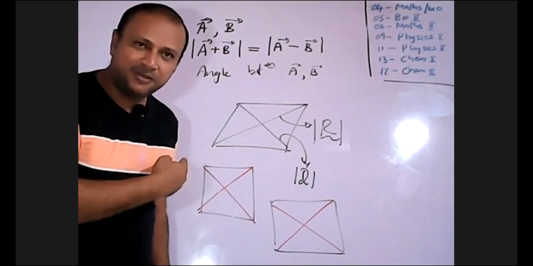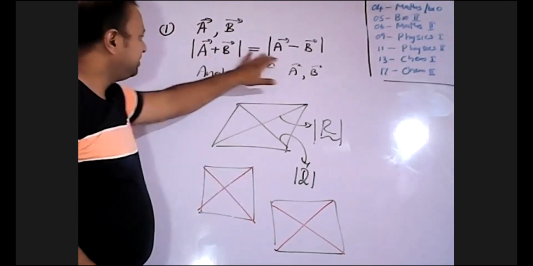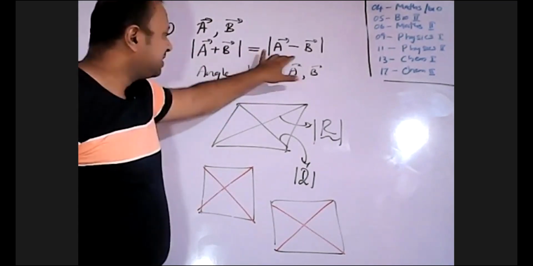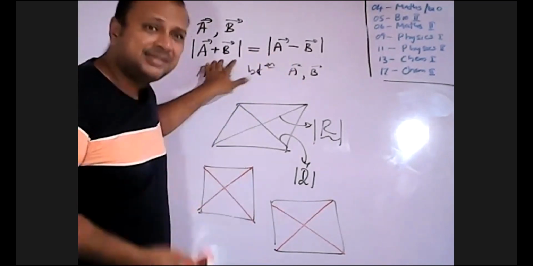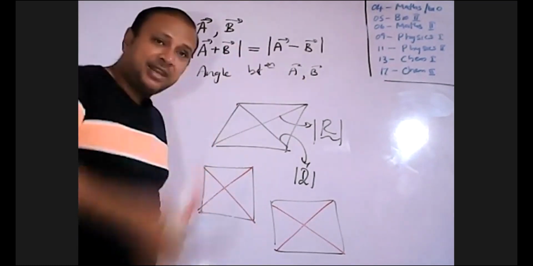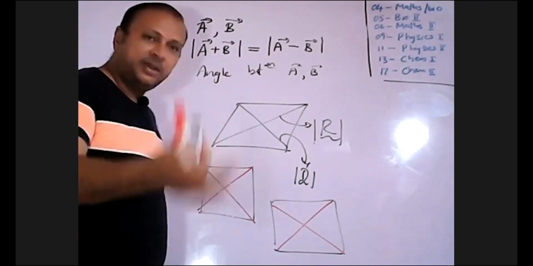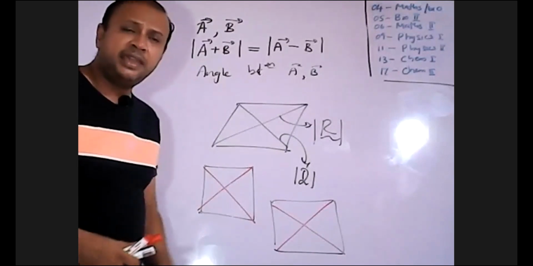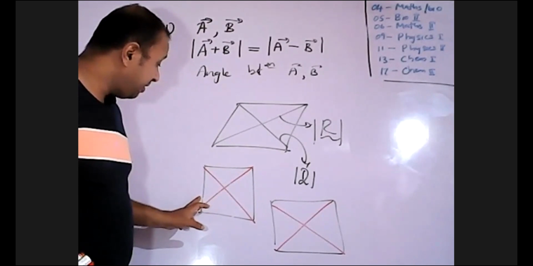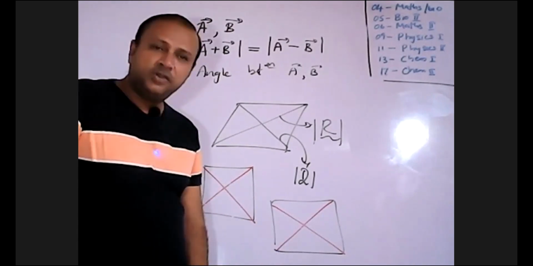If it is an MCQ question, you don't want to write anything. If you are given this kind of relationship, that means two diagonals are equal in length. If two diagonals are equal in length, the parallelogram should be a square or a rectangle. Whether it is a square or a rectangle, the angle between two vectors should be equal to 90.